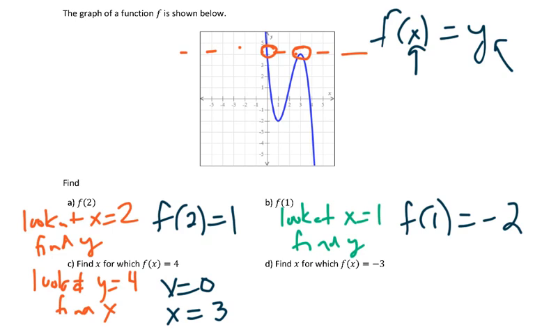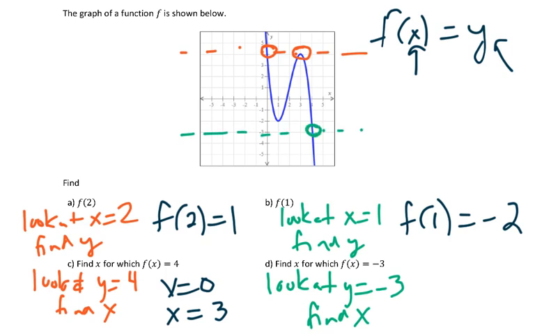So part D says find x for which f of x equals negative 3. So look at y equals negative 3 and find x. So I'm going to go to the y-axis, draw a line at negative 3. This graph only crosses in one place, and it's at x equals 4.